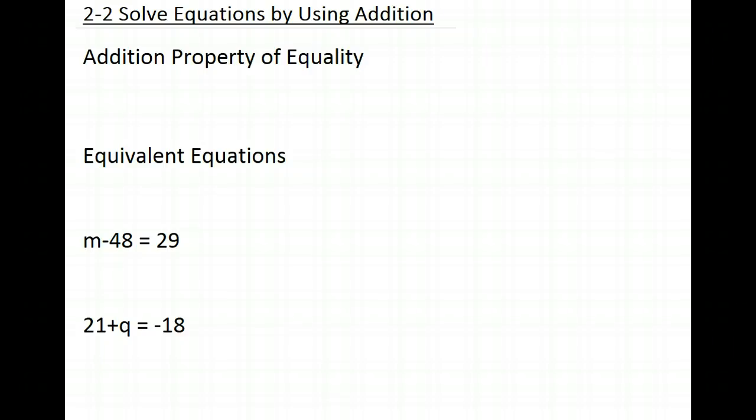The addition property of equality states that an equation is true if the same number is added to each side. So if you have an equation, 7 equals 7, we know that is true. Now if we add 3 to each side, we have 7 plus 3 equals 7 plus 3, that is also true, because 7 plus 3 is 10, so 10 equals 10.